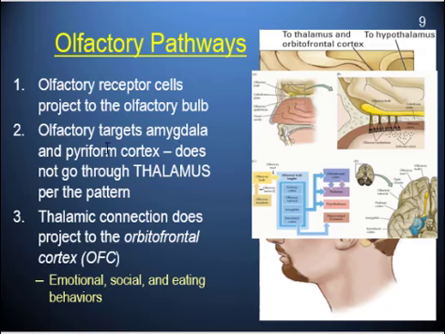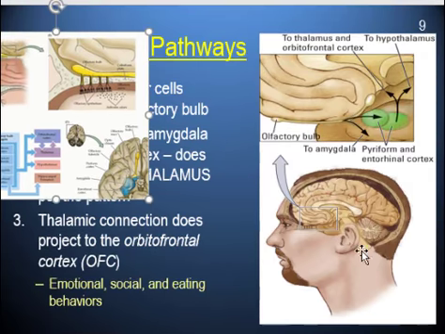All right? So again, it does cheat a little, doesn't go through the thalamus, but other parts do actually go through the thalamus. They do follow that typical pattern, and then they project to the orbitofrontal cortex, and again get processed more like the traditional pattern. So let me show you some of these pictures. I'm going to move them around so I can kind of make them bigger here.